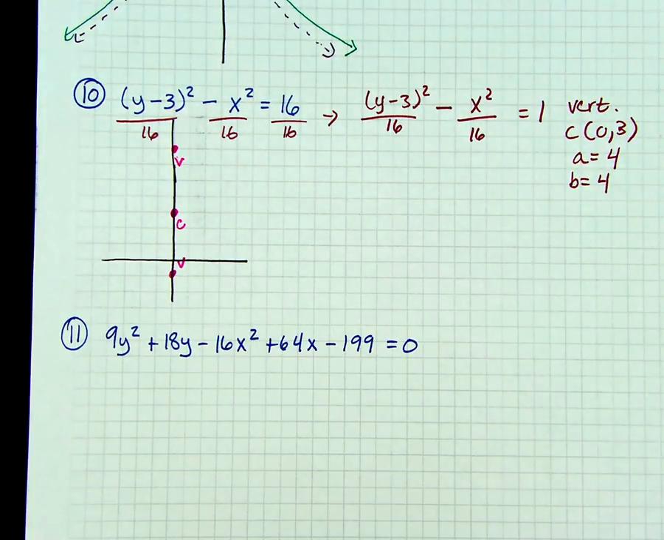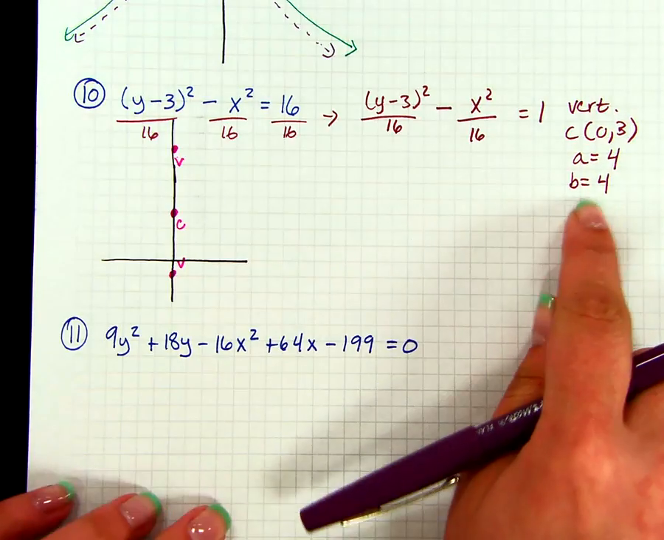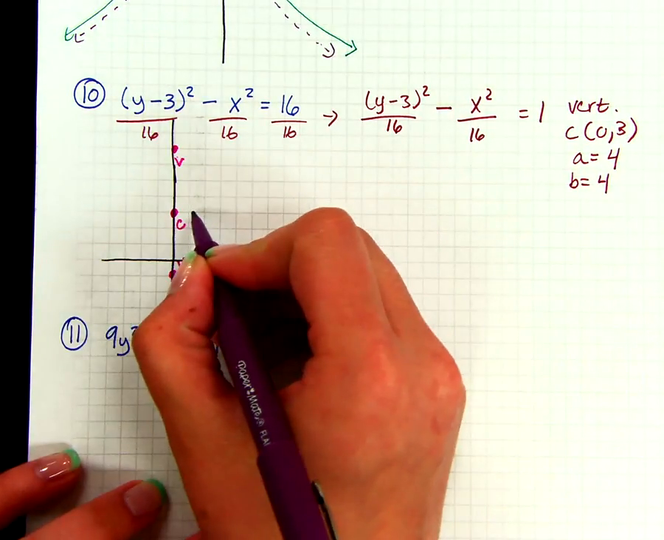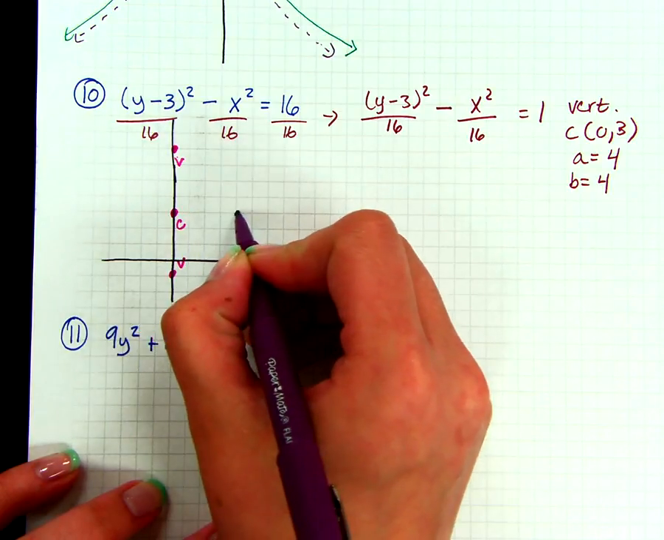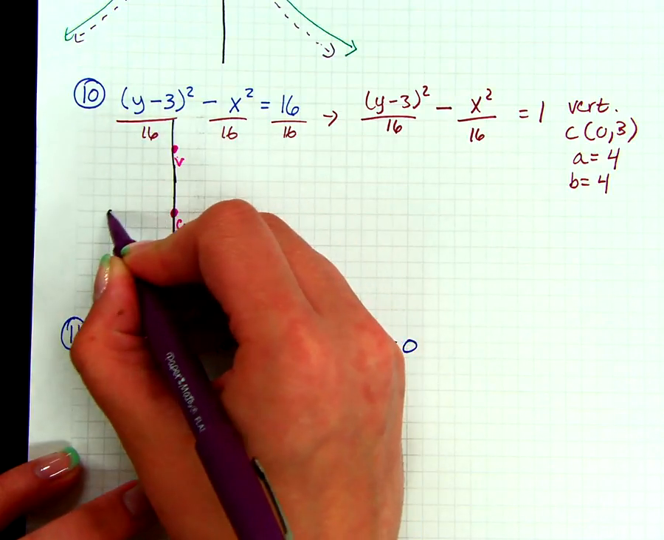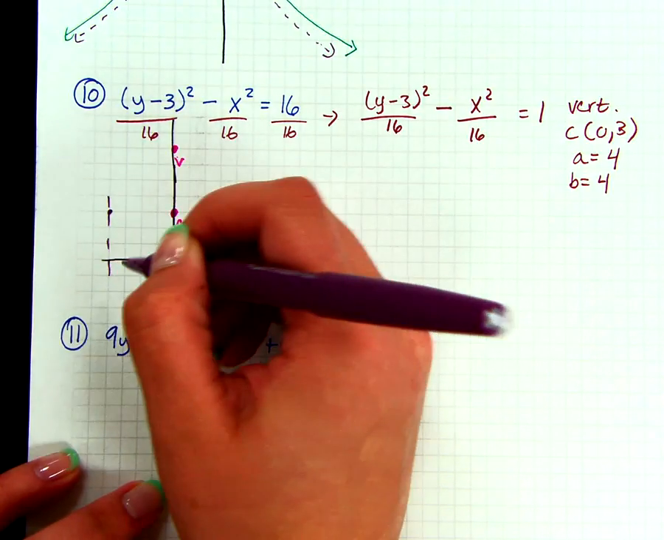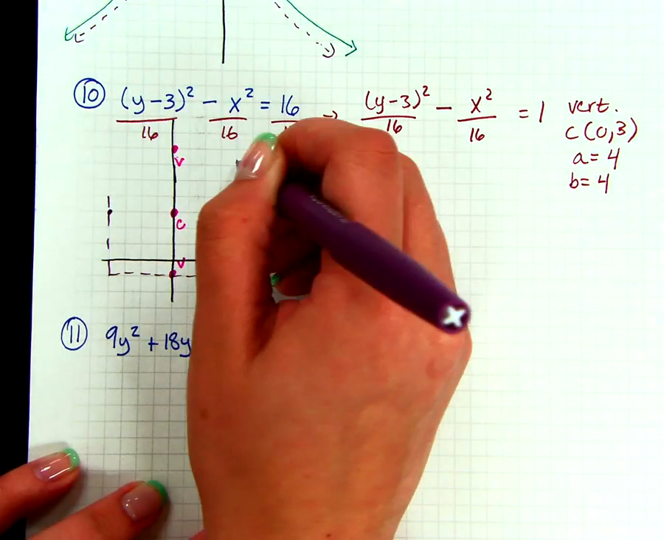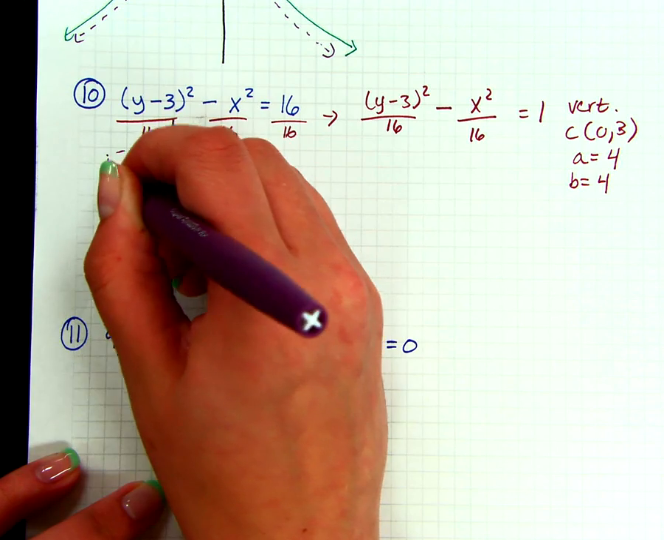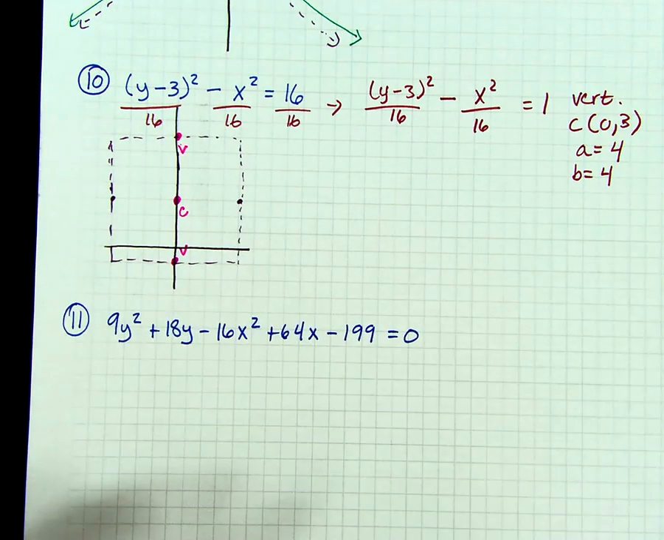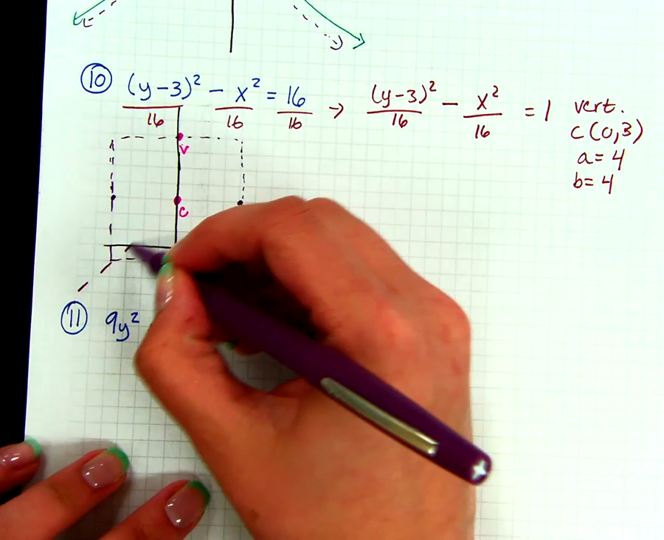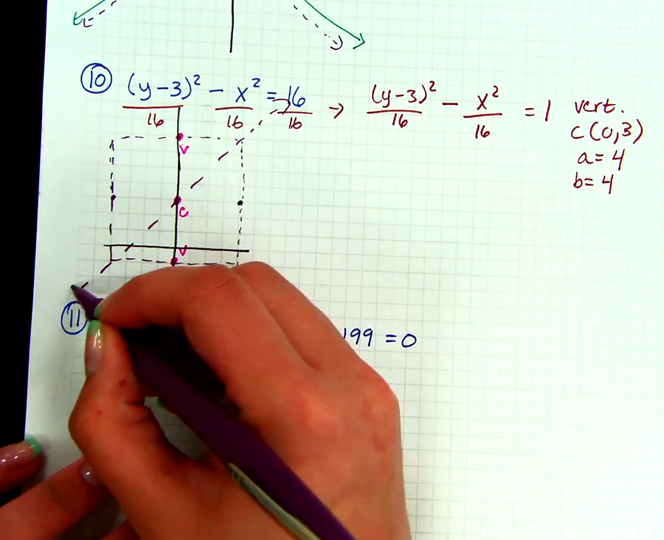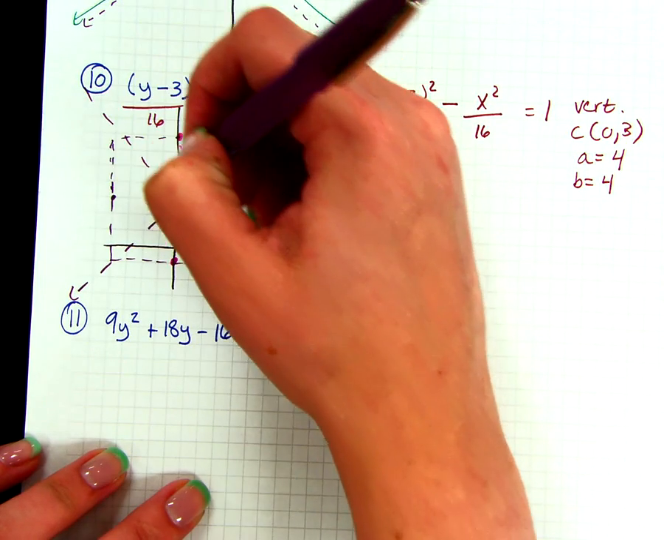Then the conjugate axis is what we're going to graph next. That goes left and right from the center. Our B value, which is the same as our A, is 4. 1, 2, 3, 4. 1, 2, 3, 4. Then we make that little box to connect the vertices and the conjugate axis. And then we connect the corners of our box. I'm doing all of this in dotted lines because this is not actually a part of the graph.